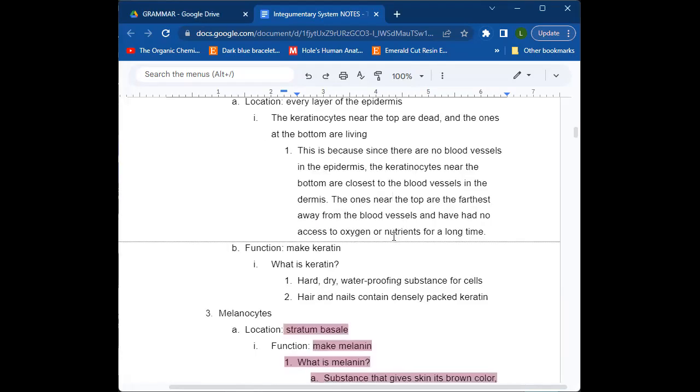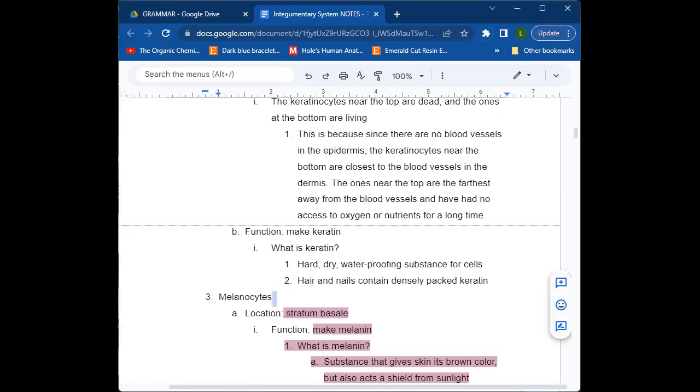Then the main function of the keratinocytes is to literally make keratin. Keratin is a hard, dry, waterproofing substance for cells. This is what makes the hair and the skin very tough, hard, and durable. In fact, hair and nails contain very densely packed keratin.